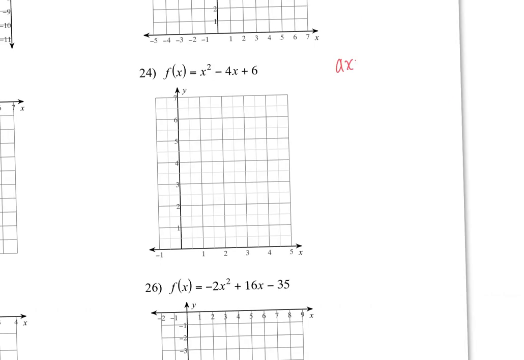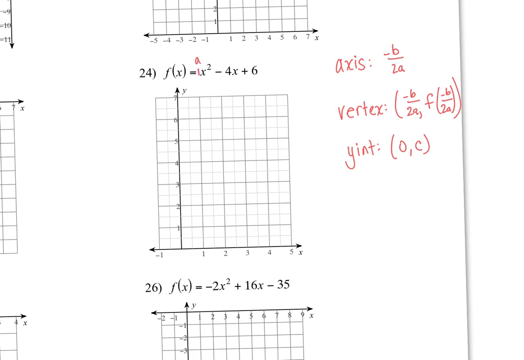It is in standard form. Your axis is not just h, it is negative b over 2a. He's a little bit more difficult. Or you could complete the square if you want. Your vertex, you've already found your x value. That's the negative b over 2a. Your y value is just when you plug in your x value. That's what y always is. Your y-intercept is handed to you. It is just 0 and c. Remember, this is a, this is b, this is c.